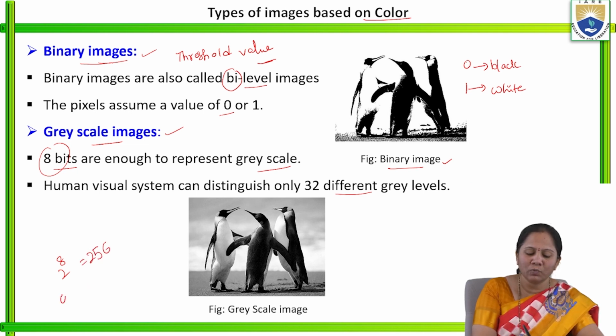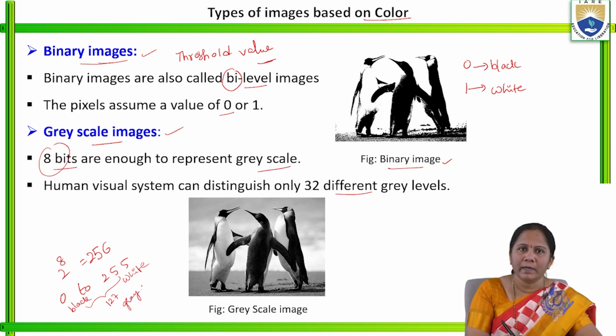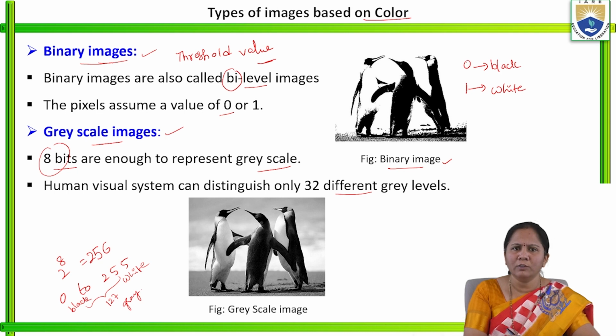So the pixel values range from 0 to 255, where 0 represents black and 255 represents white. The value present in between these two, that is 127, represents gray, whereas the remaining values between 0 and 255 will be combinations of shades of these colors.